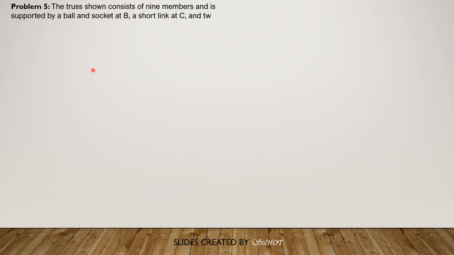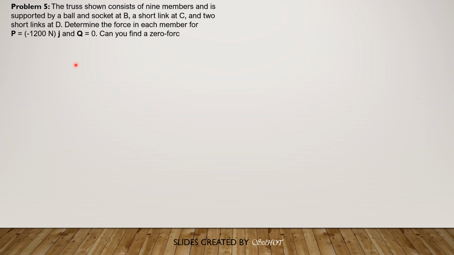Then we have a space truss. The truss shown consists of 9 members and is supported by a ball and socket at B, a short link at C, and 2 short links at D. Determine the force in each member for P equals negative 1,900 newtons j, or the load is going down, 1,200 newtons, and Q is 0. Can you find a zero force member?